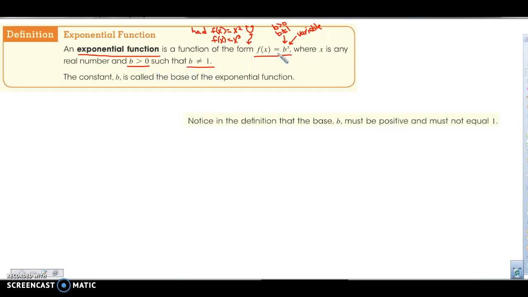So here are the restrictions. b is any real number greater than 0 but not equal to 1. The x is going to be our exponent, and it's our variable. That is what is going to be changing.